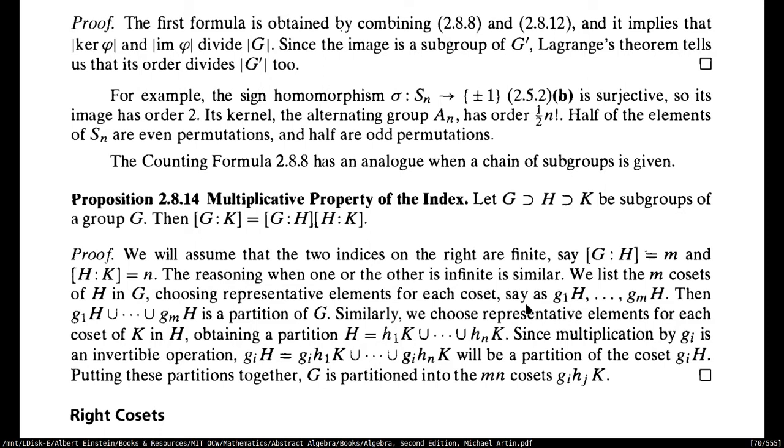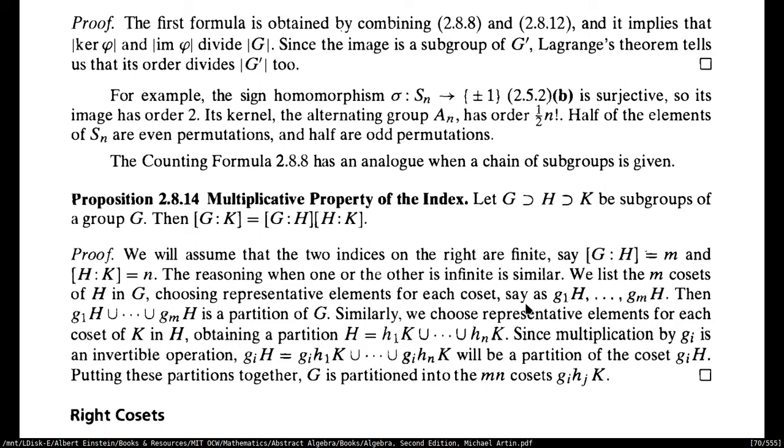You take the union of the cosets, because the cosets are disjoint sets in the group, right? And when you take their union, they give you a partition. Then you do something similar for K in H. So K in H is going to give you a partition such that the subgroup H can be written as h1K union until hNK. So you have the union of these disjoint subsets, cosets.